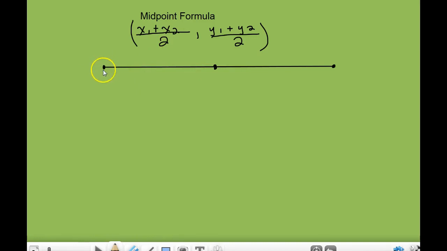All right, so here's your first endpoint, and this is your x1, y1. That's what those subscripts mean. This is your first set of coordinates. Your second endpoint will be x2, y2. And your midpoint will be x, y.